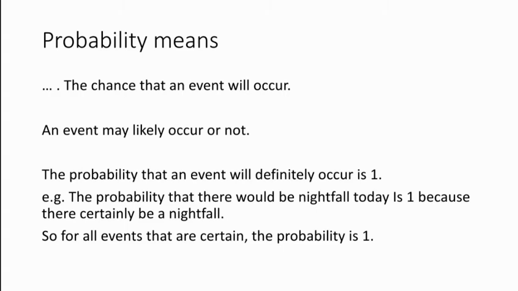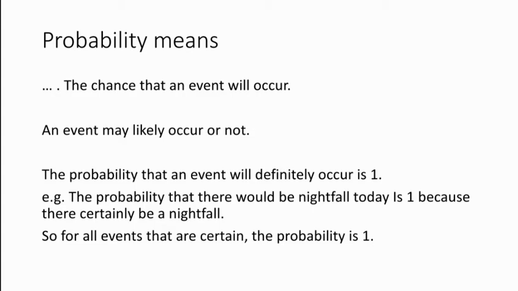When we talk about probability, we're simply talking about a chance that an event will occur. An event may likely occur and it may not occur. But when I'm certain that something will definitely happen, this probability is 1. For example, there will be a nightfall today. Definitely there will be a nightfall today. And so that probability is 1.